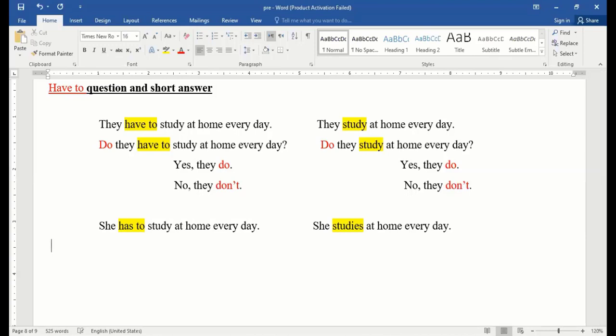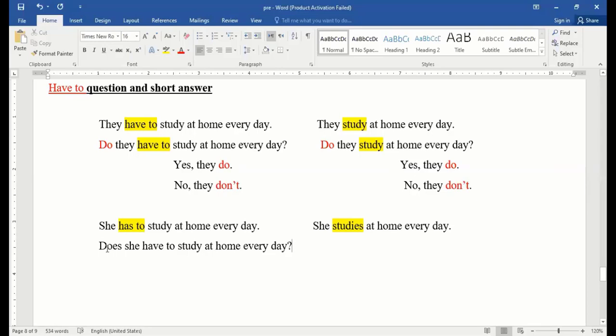So how can I write the question here? Because we have she, I should start with does. Does she, and after does we write the infinitive. What's the infinitive of has to? The infinitive is have to. Have to is the original word. After that, we take has to from have to and had to from have to. The original verb is have to. So: does she have to study at home every day?